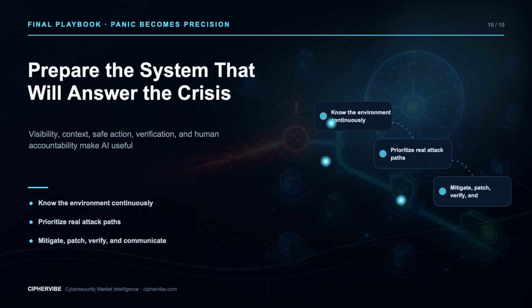Remember the Storm Operations Center. AI can read the forecast and connect the map faster. People still decide which bridge to close and confirm that the hospital remains reachable. The goal is simple. When the next zero-day drops, replace frantic discovery with prepared decisions.